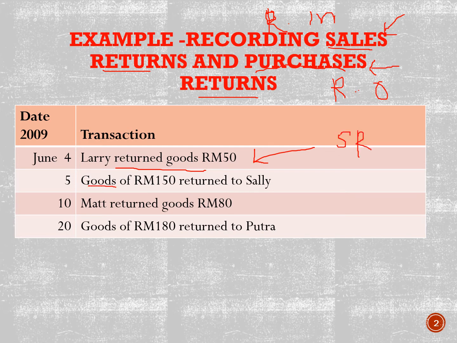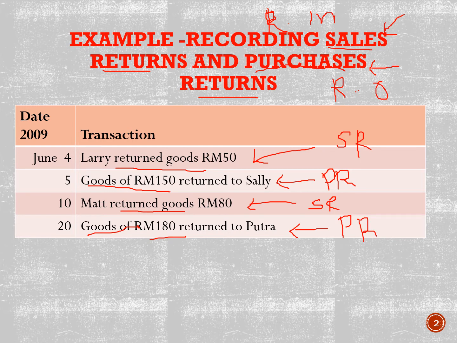And then goods of 150 ringgit return to Sally. So return to Sally maksud dia it is a purchase return. Sebab kita pulang balik. Mat return goods. So maksud dia sini adalah sales return. And goods of 180 return to Putra. So this one is purchase return.